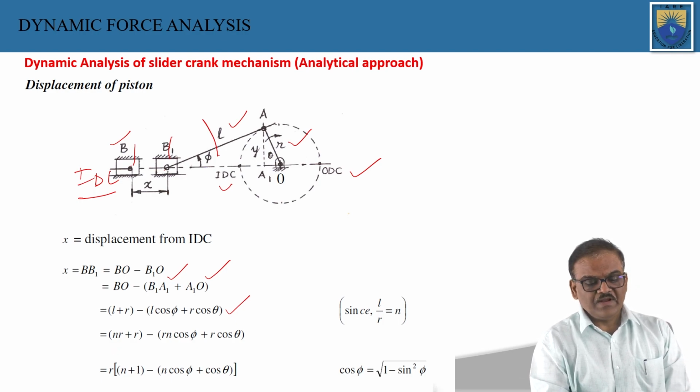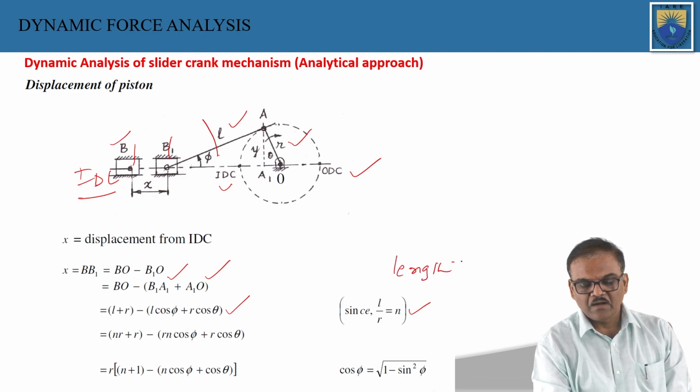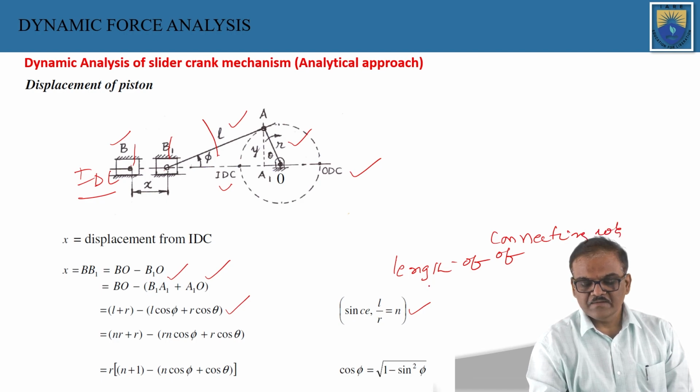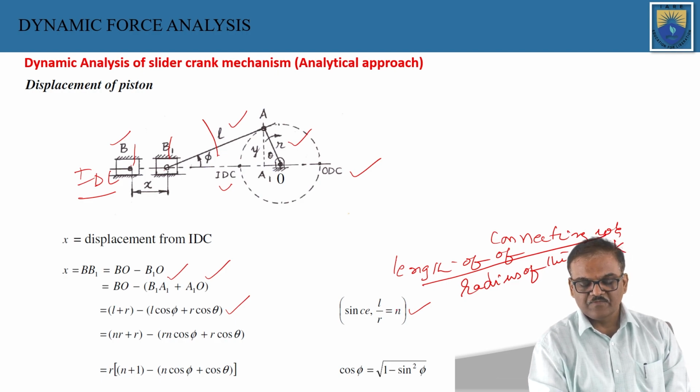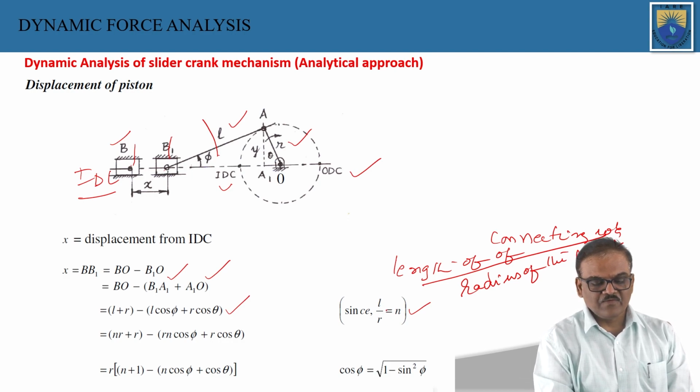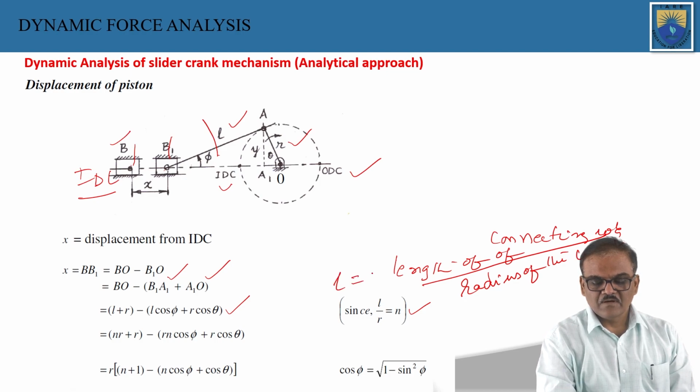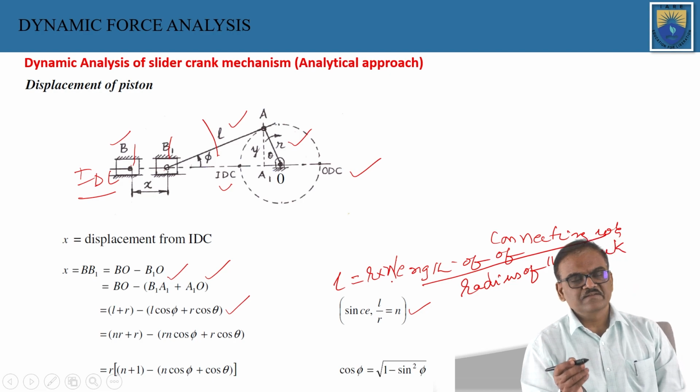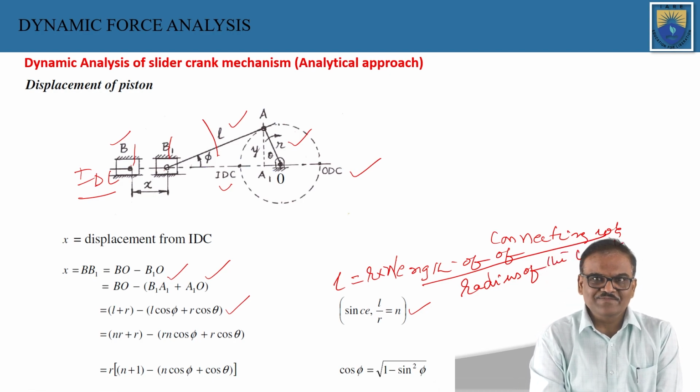here we want to introduce a new term, L by R is equal to N, where L is the length of the connecting rod divided by R, the radius of the crank. Therefore, L by R is denoted as N. Therefore, L is equal to R into N. N is the ratio of the length of the connecting rod to the radius of the crank.